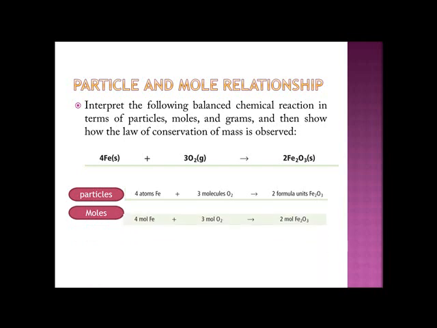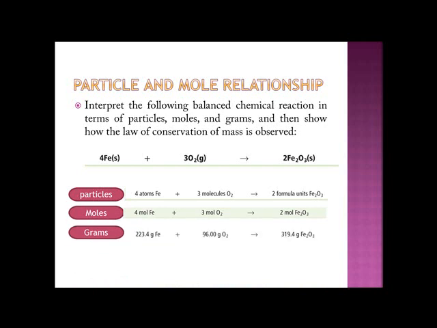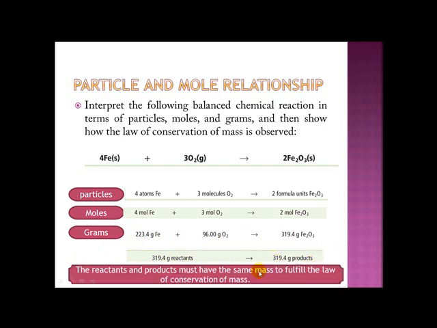On the mole level, we have 4 moles of iron and 3 moles of oxygen, which will give us 2 moles of Fe2O3. On the grams level, we must find the molar mass of each and multiply it by the coefficient available to get this. And after all, when we add the masses of the 2 reactants, it will equal the mass of the product. The reactants and products must have the same masses to fulfill the law of conservation of mass.